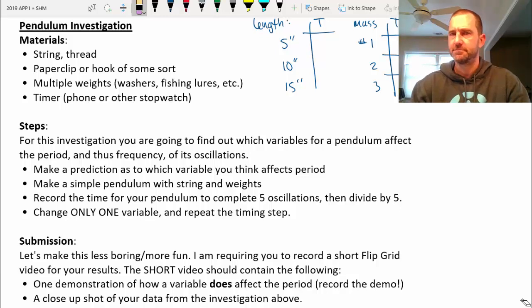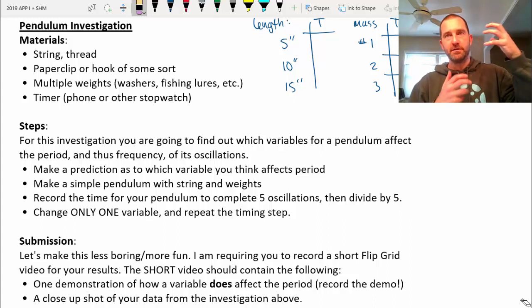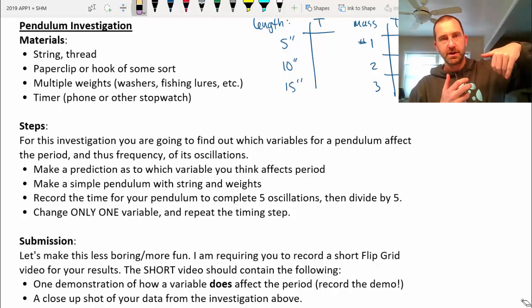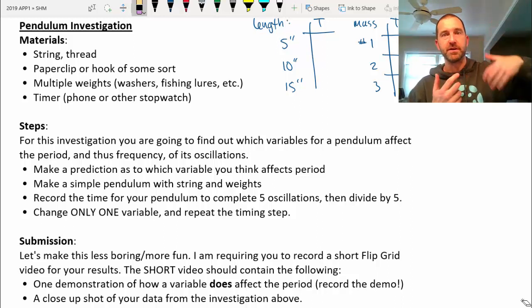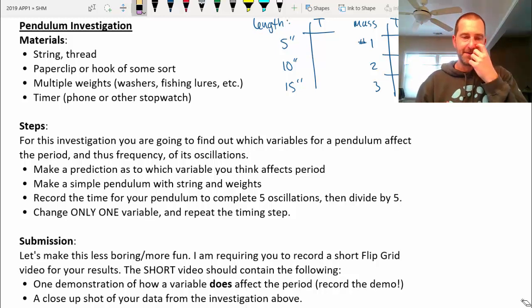I think I have it set that I have to approve them before everybody else sees them, double check that, but other people can see them as well and get a gist for what's going on. But I want you to create that little short video, a minute to 2 minutes, where you show me the demonstration once. So if you've concluded that a variable affects the period, I want you to show me you doing the demonstration with the pendulum going, adjust that one variable and show how the period has changed. Just give me a live demo of that, and then a nice close-up of your data that you recorded, like little tables there. And then you submit it, and then you're done with it.